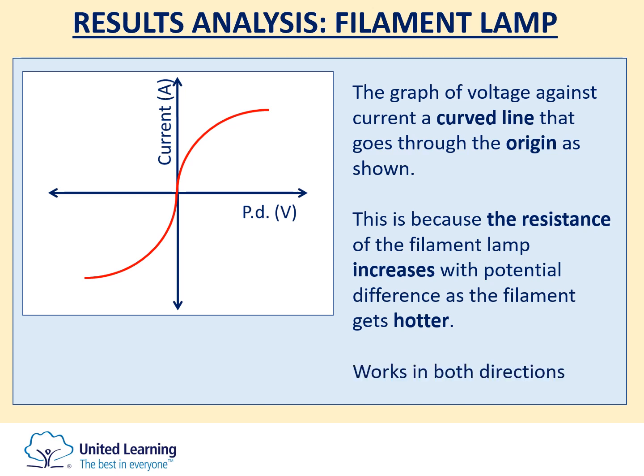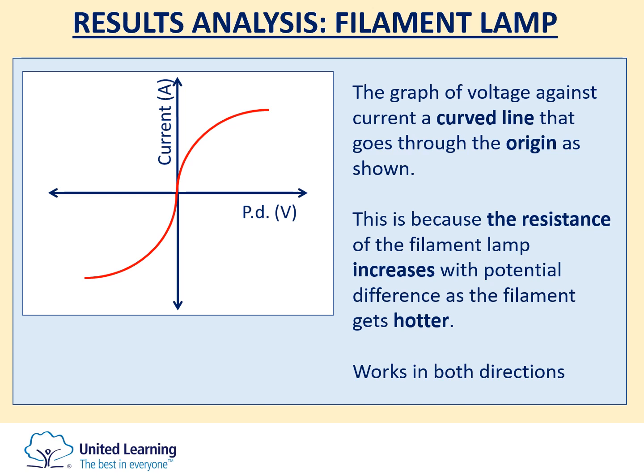The positive direction and the negative direction are both shown. Again, like the resistor, the lamp works in both directions. The upper right section should be a complete mirror image of the lower left section. So if you're given half the graph, and you have to plot the second half, it needs to match in terms of its shape.